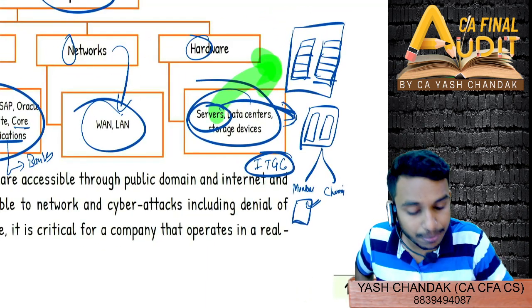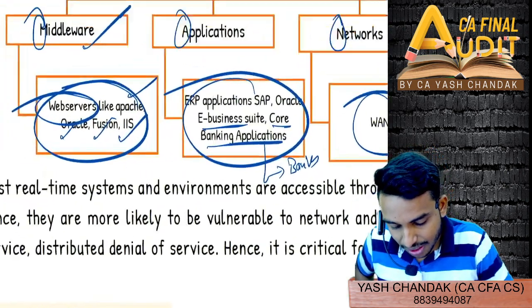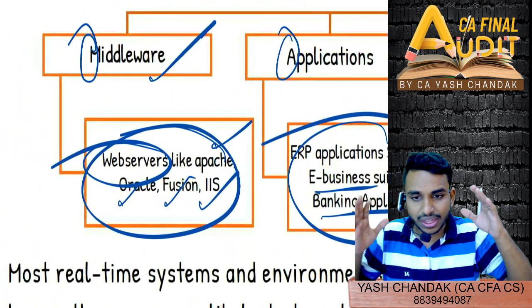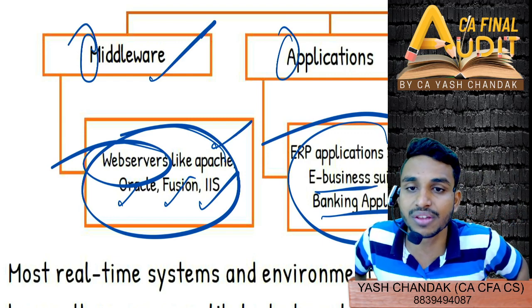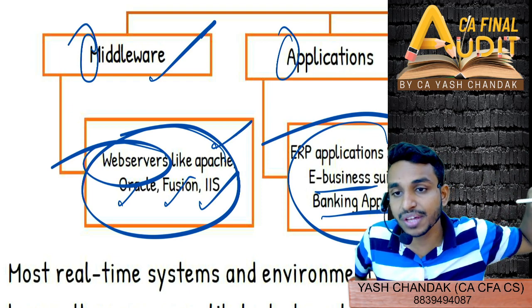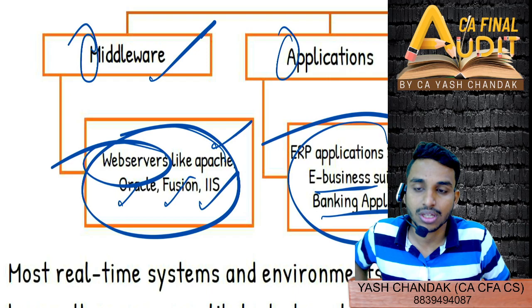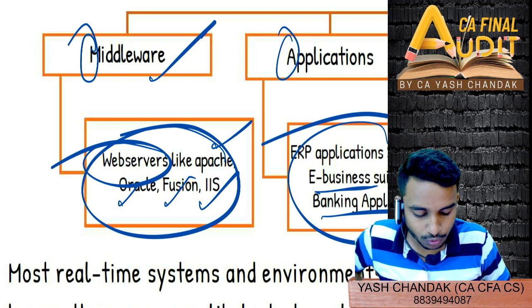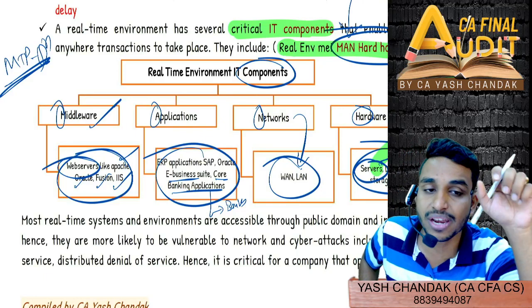So servers are the big physical devices, but web servers are like middleware, like cloud storage devices. Again, these will require physical servers, but there are also web servers which you can store on the web only. Those are like Apache, Oracle Fusion, IIS. These are all middleware. So just differentiate between web servers and servers.